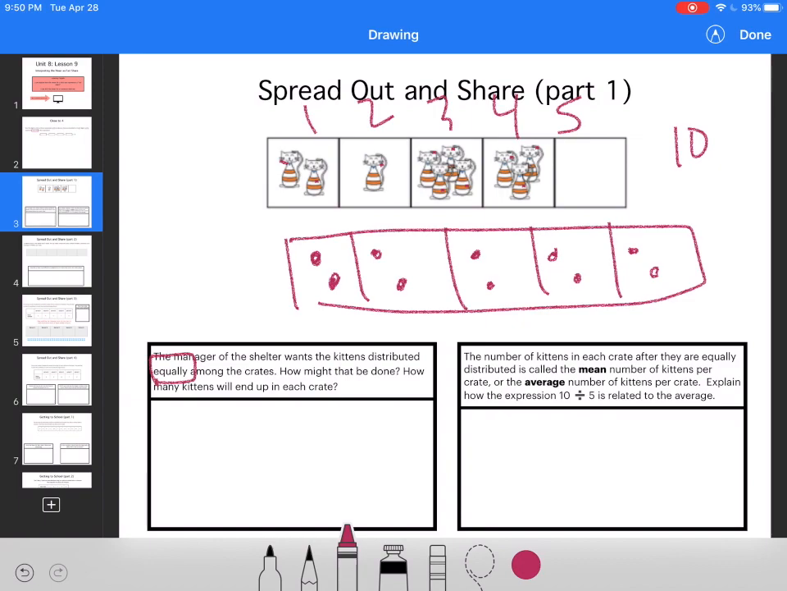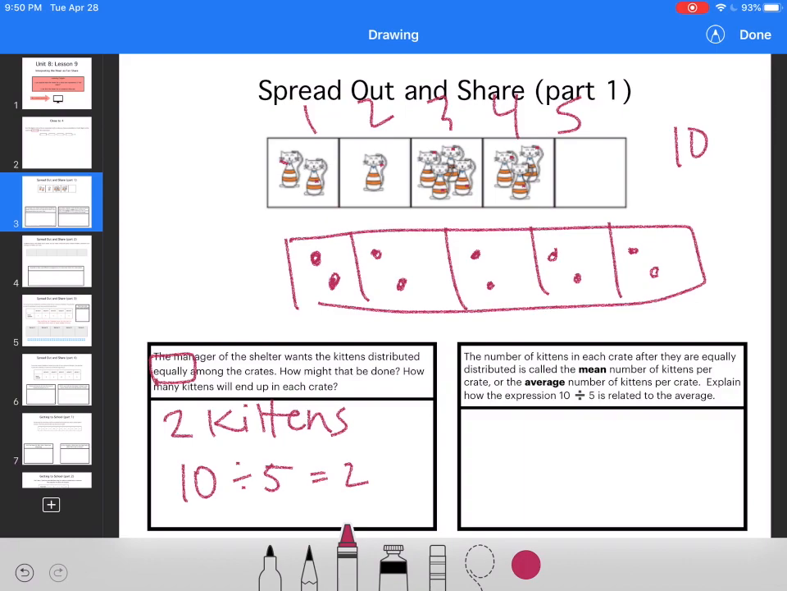So that's 2 kittens in each crate, and there were 5 crates. So how might that be done? How many kittens would be in each crate? So there would be 2 kittens in each crate. I did 10 divided by 5 is going to give me 2. So it says the number of kittens in each crate after they are equally distributed is called the mean number of kittens per crate, or the average number of kittens per crate.